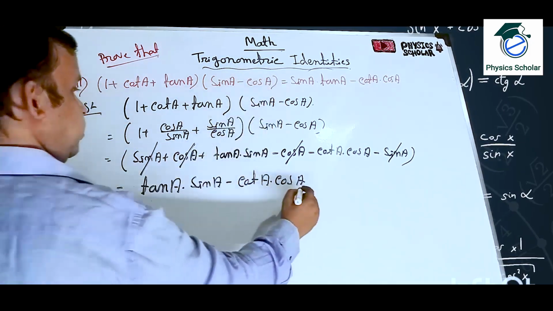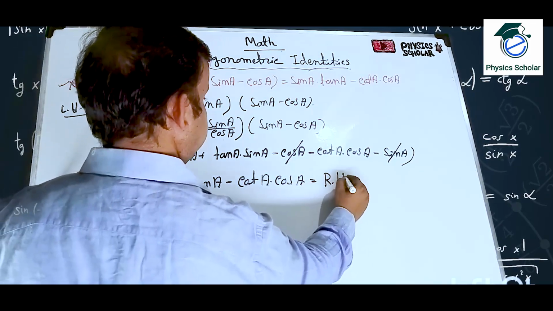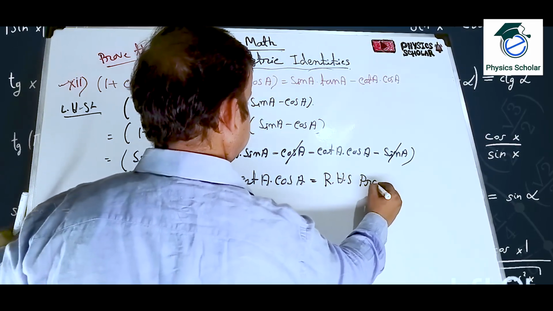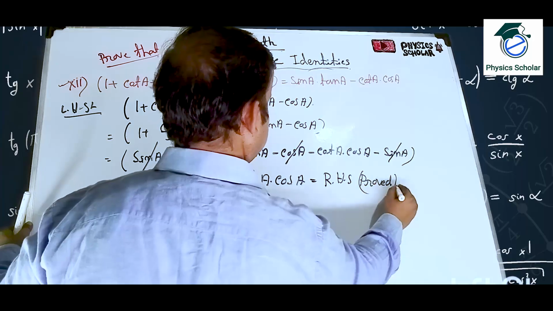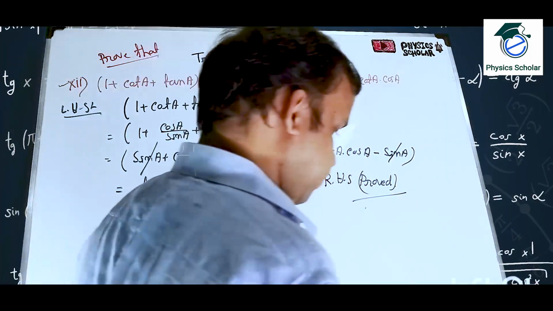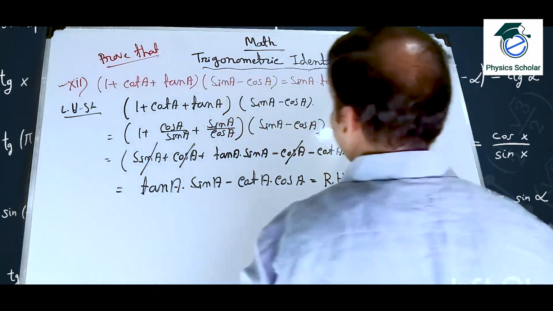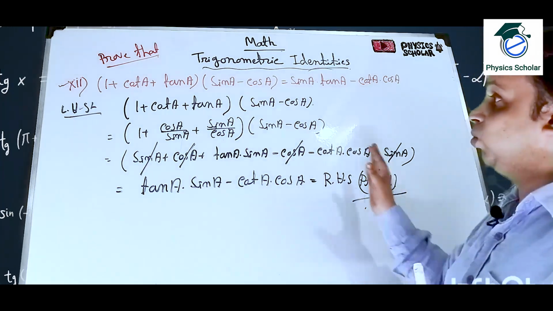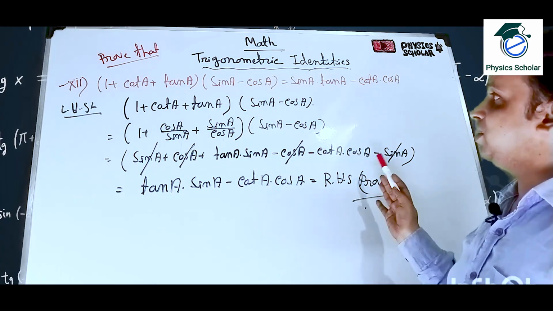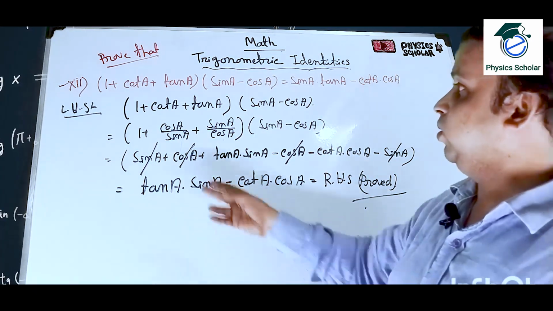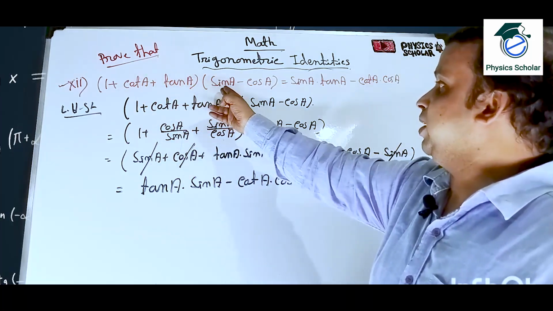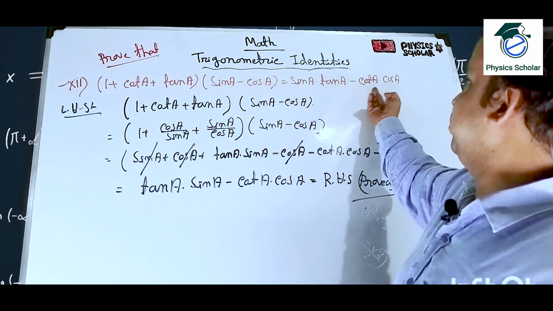Is equal to right hand side. Proved. Clear? So very easy sum, but you have to understand how to do it. Clear? Otherwise you may face problem. Now it is 1 plus cot A plus tan A into sin A minus cos A is equal to this, we have to prove.